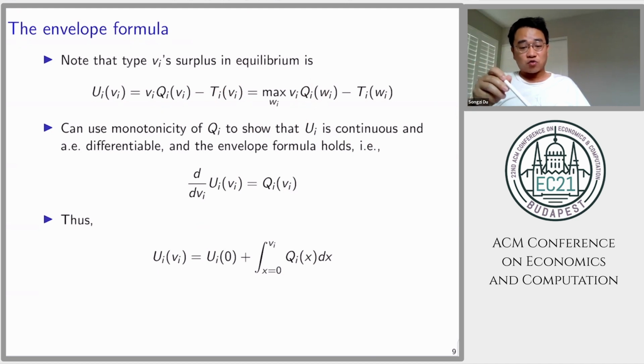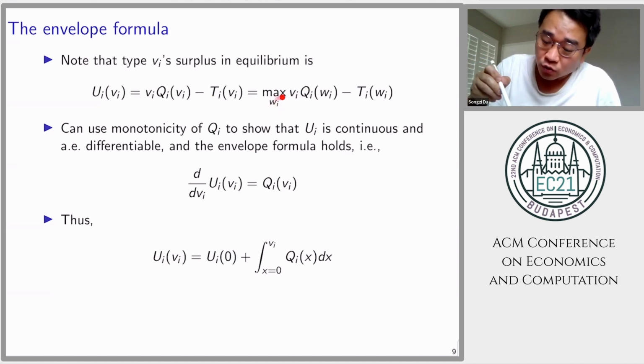So here this is just writing this equation. We just write the IC condition. Okay, so this capital UI, the interim expected payoff for type VI, we maximize over WI, all possible misreporting of one's type. Right, so this mechanism is IC if we do not want to pretend to be someone else's type. Okay, so notice that we are maximizing over WI.